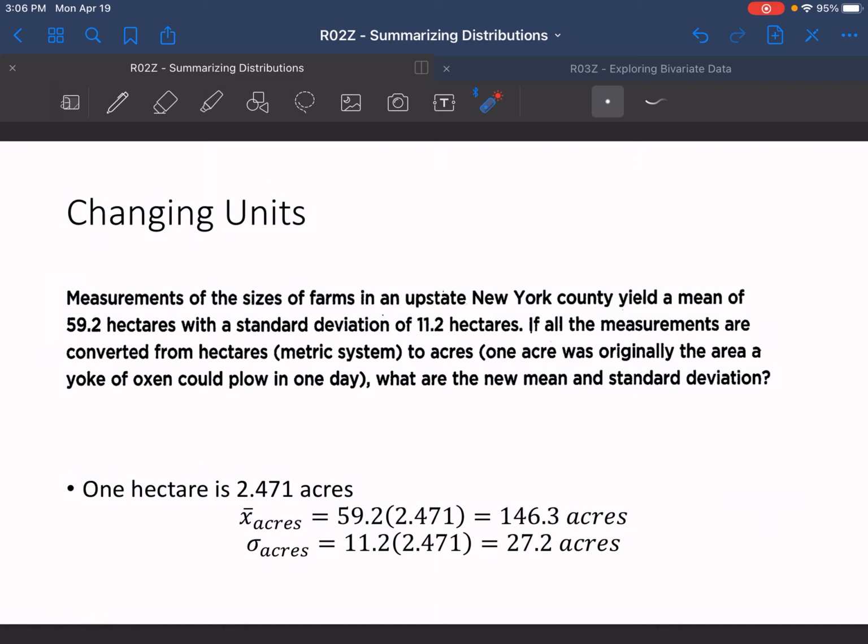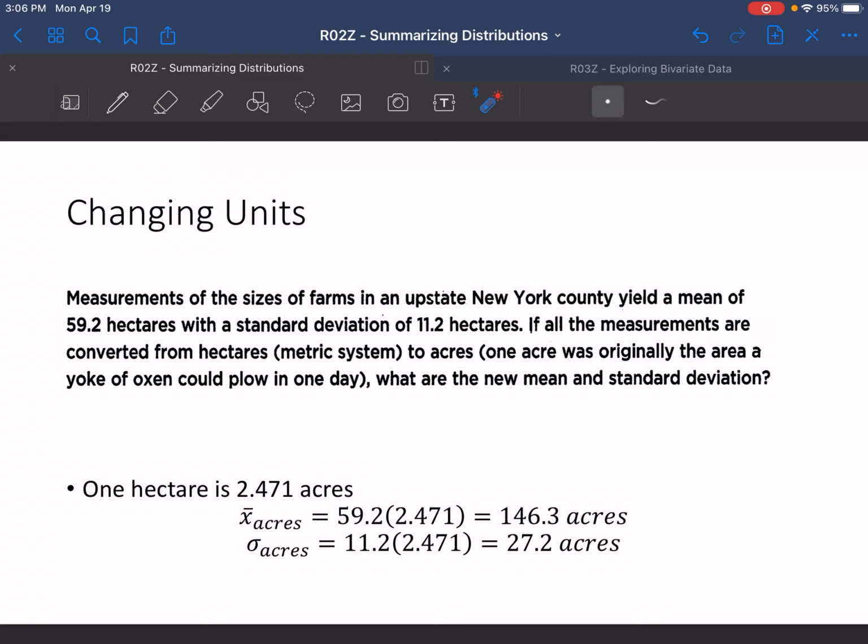So in this example, measurements of the sizes of farms in an upstate New York county yield a mean of 59.2 hectares with a standard deviation of 11.2 hectares. If all the measurements are converted from hectares, the metric system, to acres, where 1 acre was originally the area a yoke of oxen could plow in one day, what are the new mean and standard deviation?